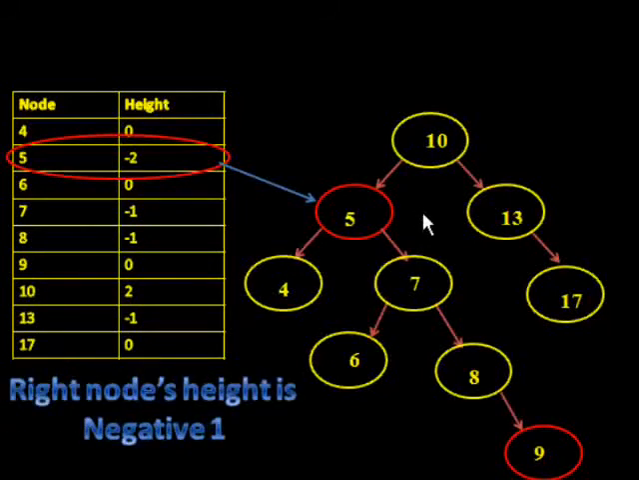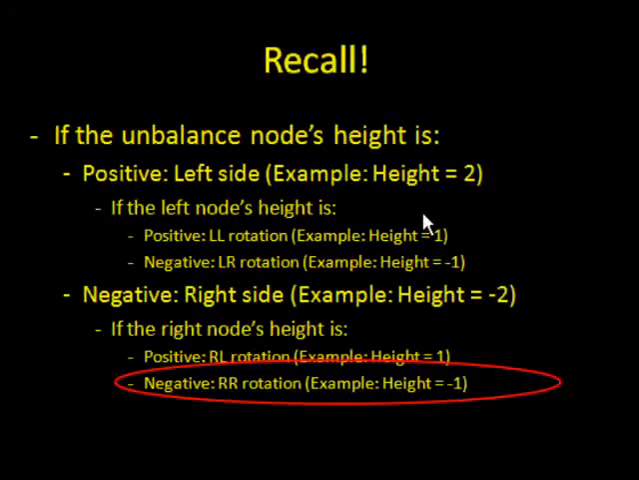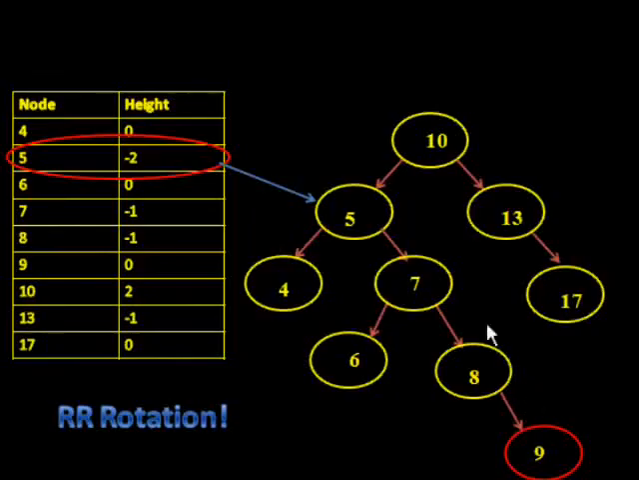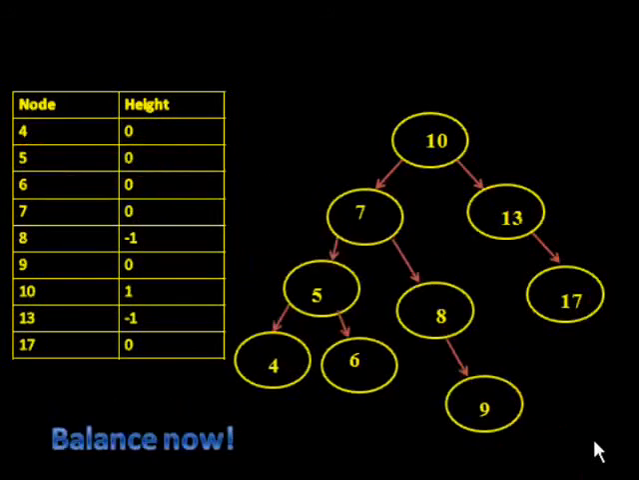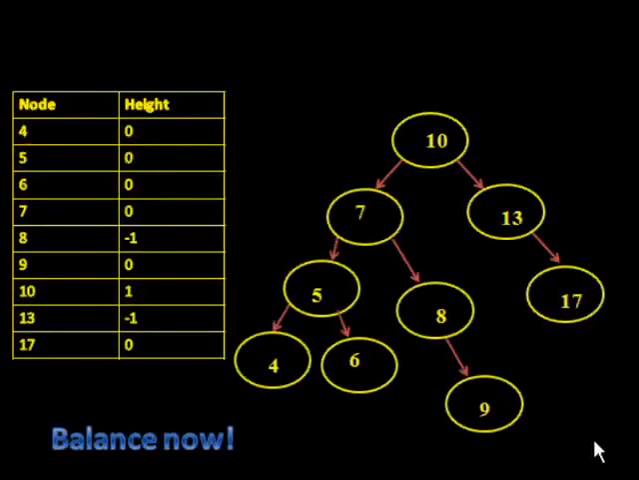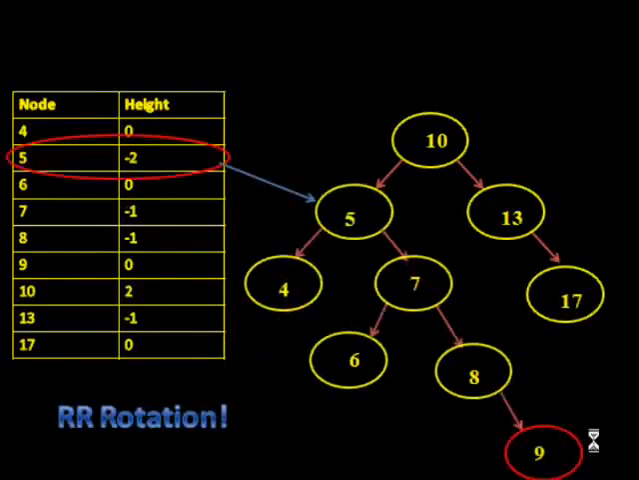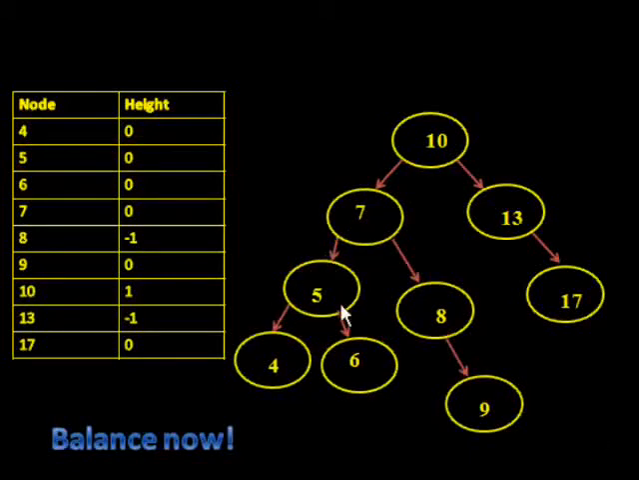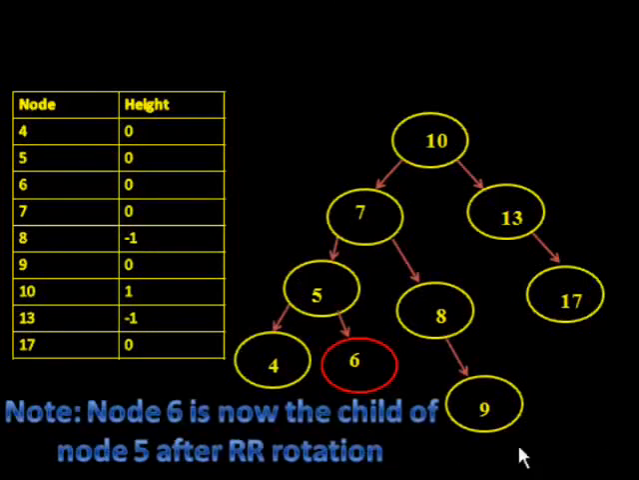Well, recall what I just told you. Using the hints I gave you, we could say that we should use a right rotation, because that's the side that's causing the imbalance. So if we do that, it would look like this. Note that the node 6 is now the parent of node 5 after this right rotation.